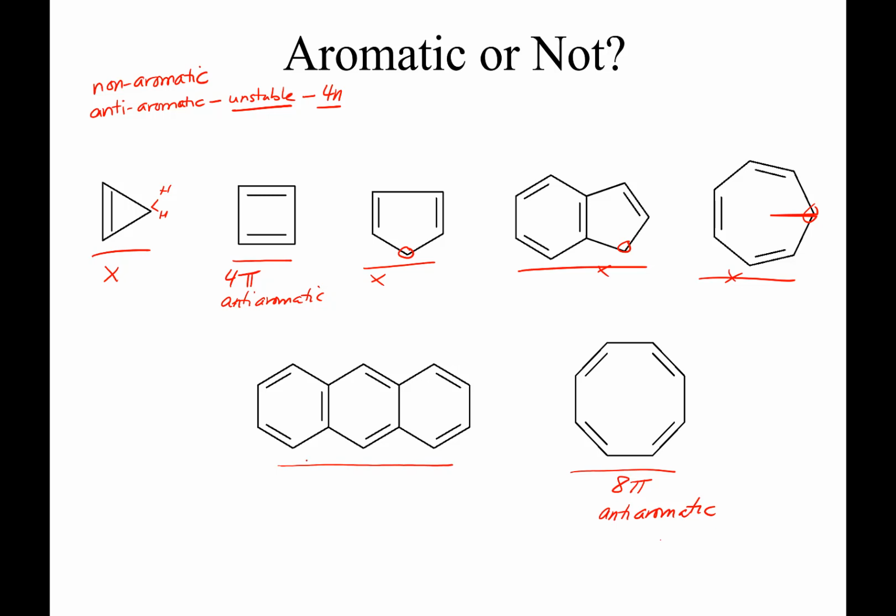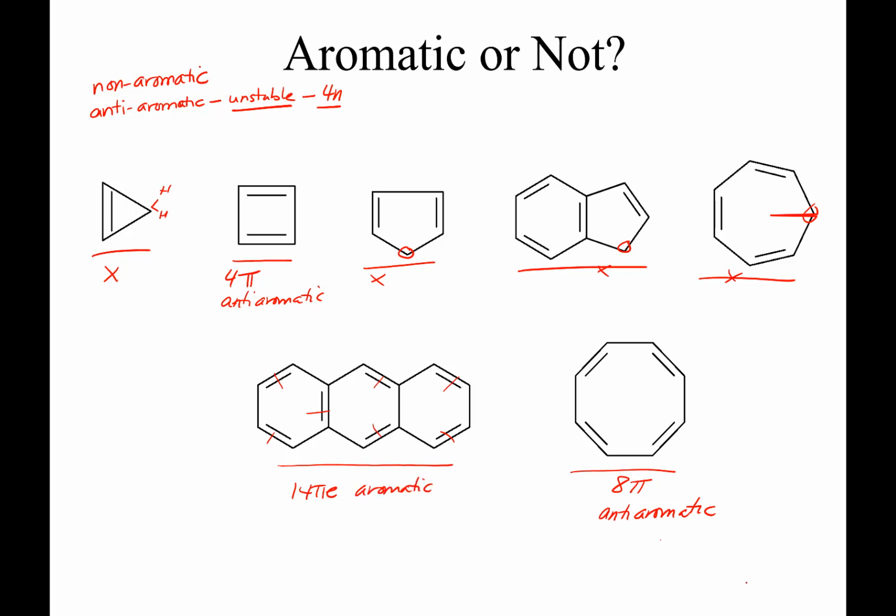And then this one, this was our anthracene from the page before. Just double check, how many pi electrons does it have? 2, 4, 6, 8, 10, 12, 14. It has 14 pi electrons. That is allowed by the 4n plus 2 rule. 4 times 3 plus 2. And so this one is aromatic.